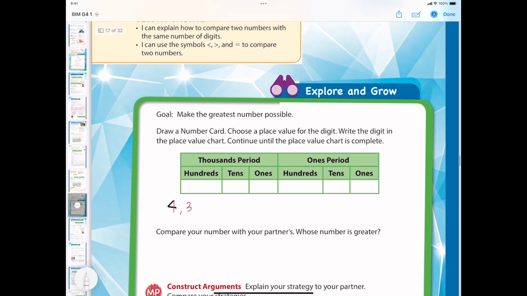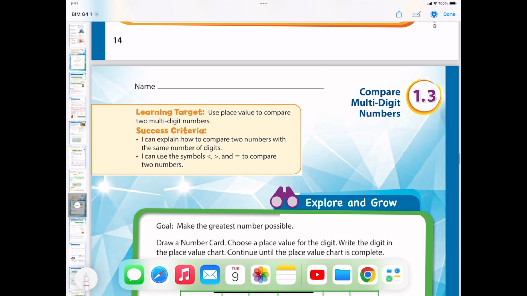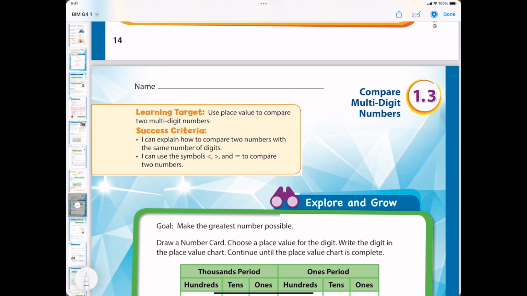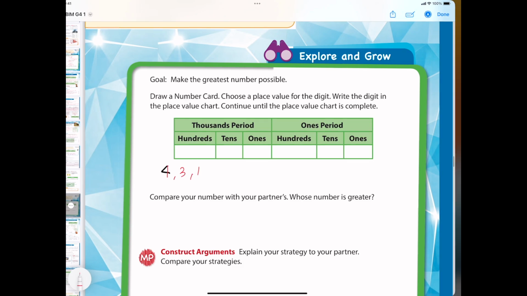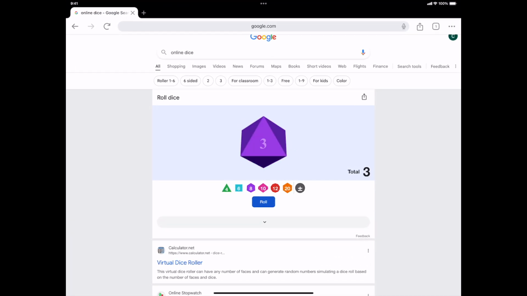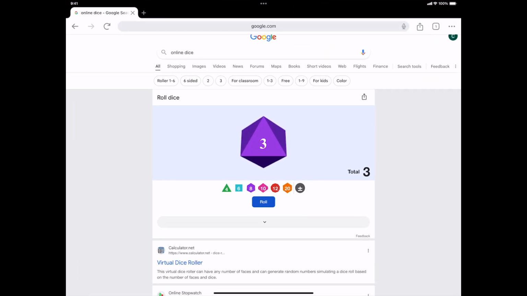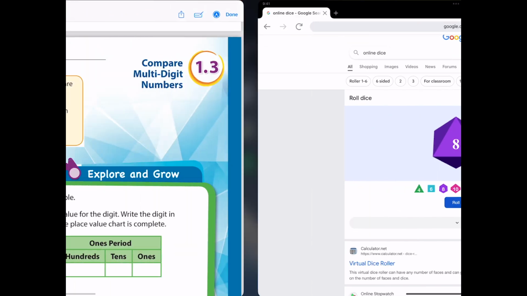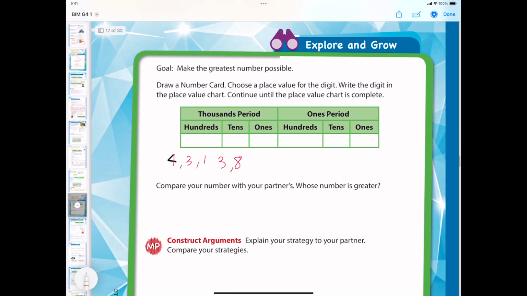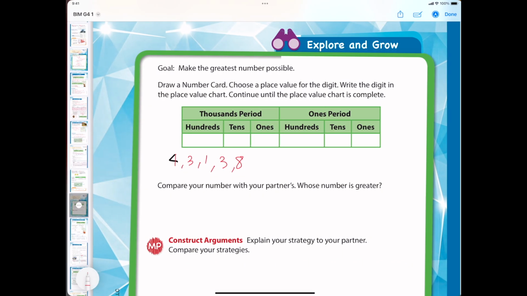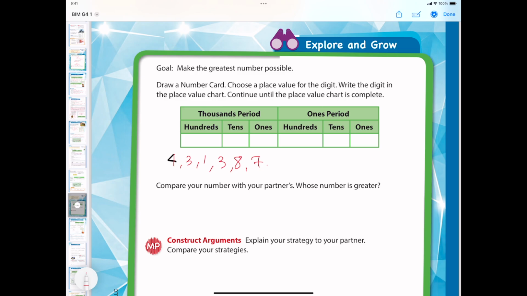Okay, and then, my third number is 1. 1 and 3 again, and 8. I have 5 numbers so far. I'm going to pick one more number, which is 7. Now I'm going to make the greatest number possible from these 6 digits.